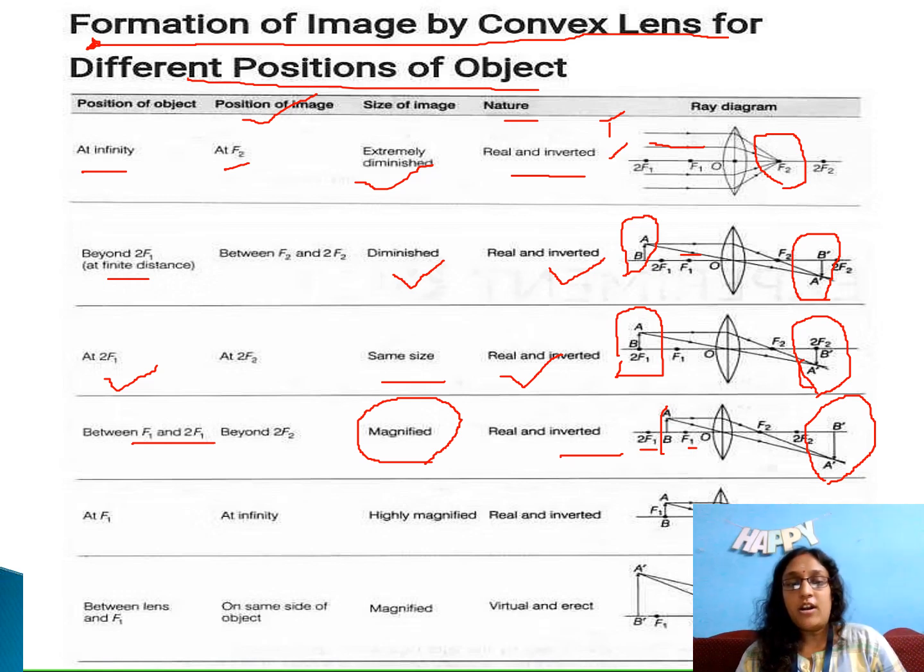And what will be at F1 actually? At F1, actually you cannot see this two-ray diagram.